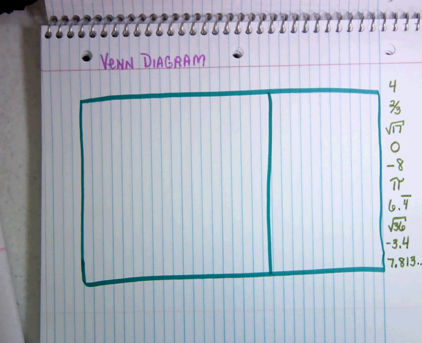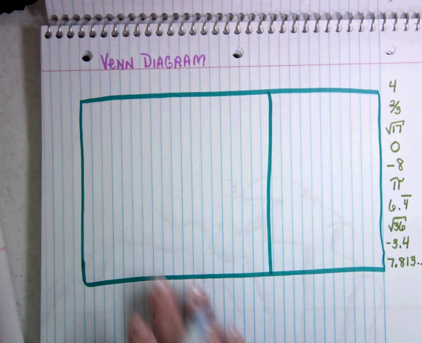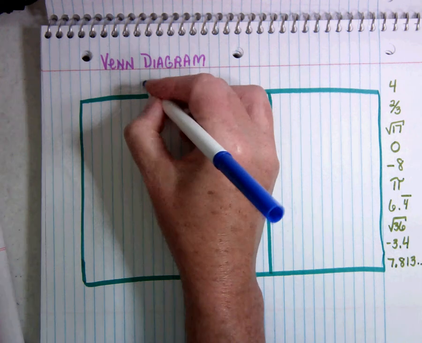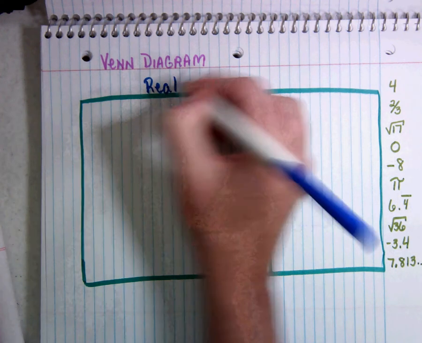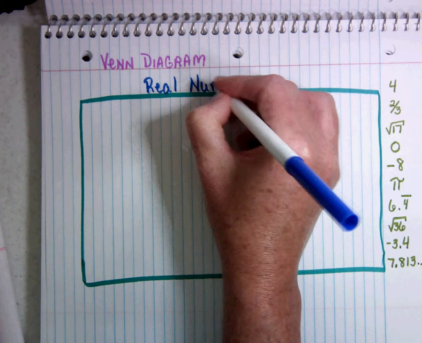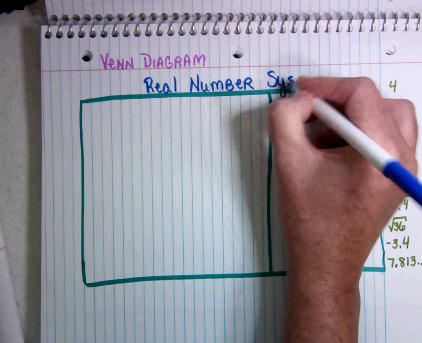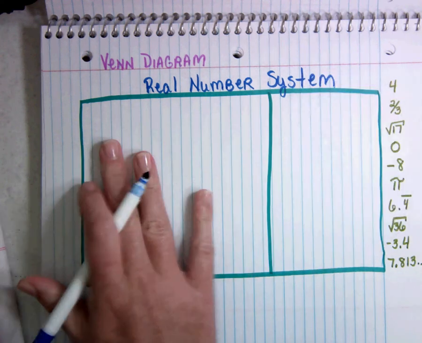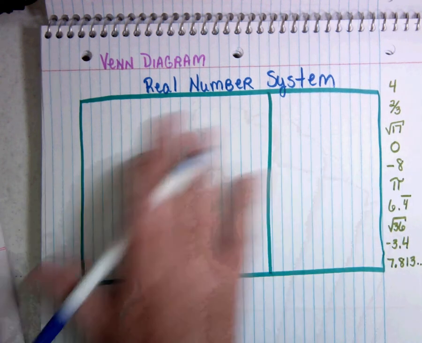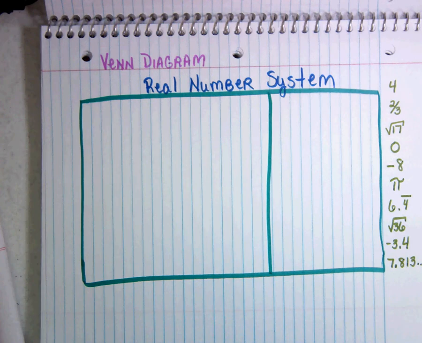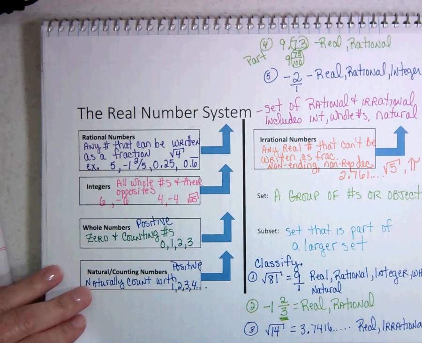Okay, so what we're going to do, and let me explain a Venn diagram, is first of all we need to give our diagram a title. And we are dealing with the real number system. Okay, so if you'll title this the real number system. And so by titling it this, we're saying that every number, everything in this diagram is going to be considered a real number.